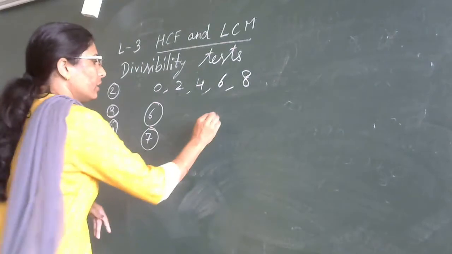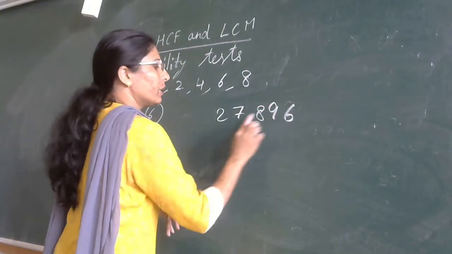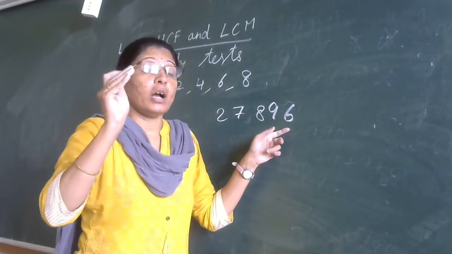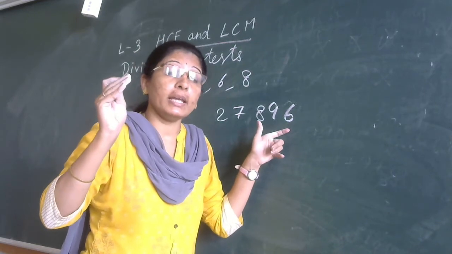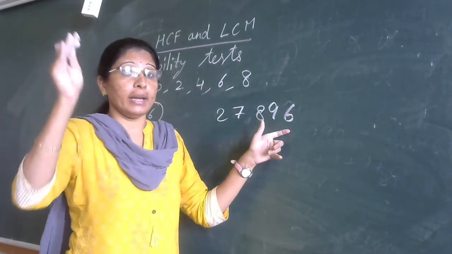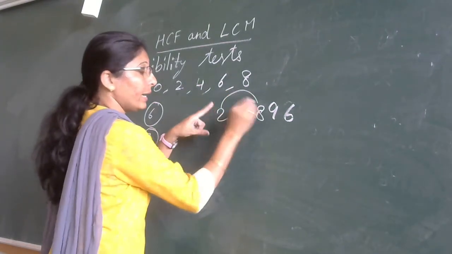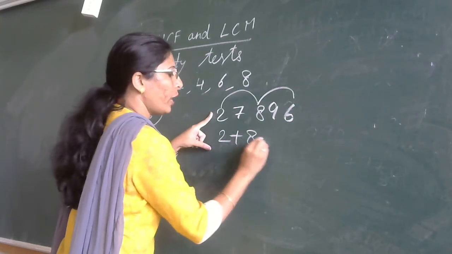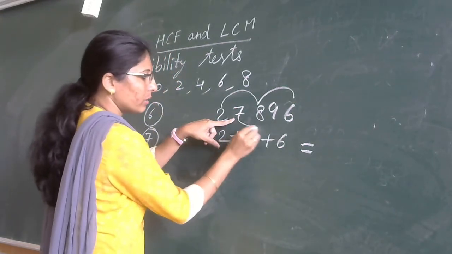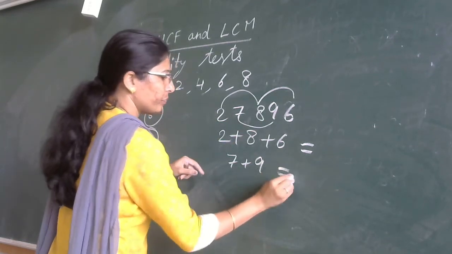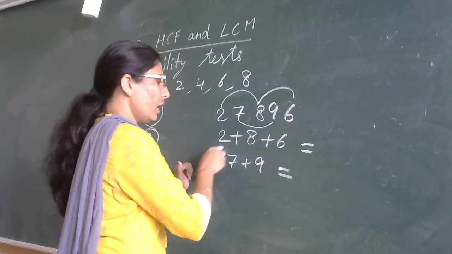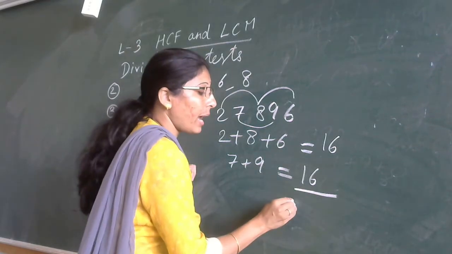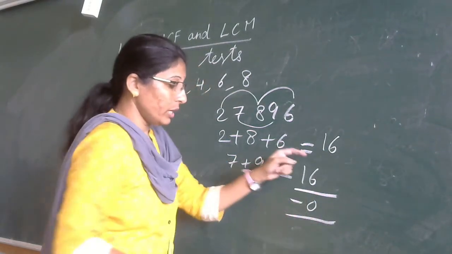If I take a number as an example, 27,896. The sum of the even and odd place digits, or the alternate digits. Now here 2, 8, 6, leaving one digit each time. So we add 2, 8, 6, and the remaining 7 plus 9. If we add this, what will we get? Here 16, here also 16. After adding, we have to subtract these two.